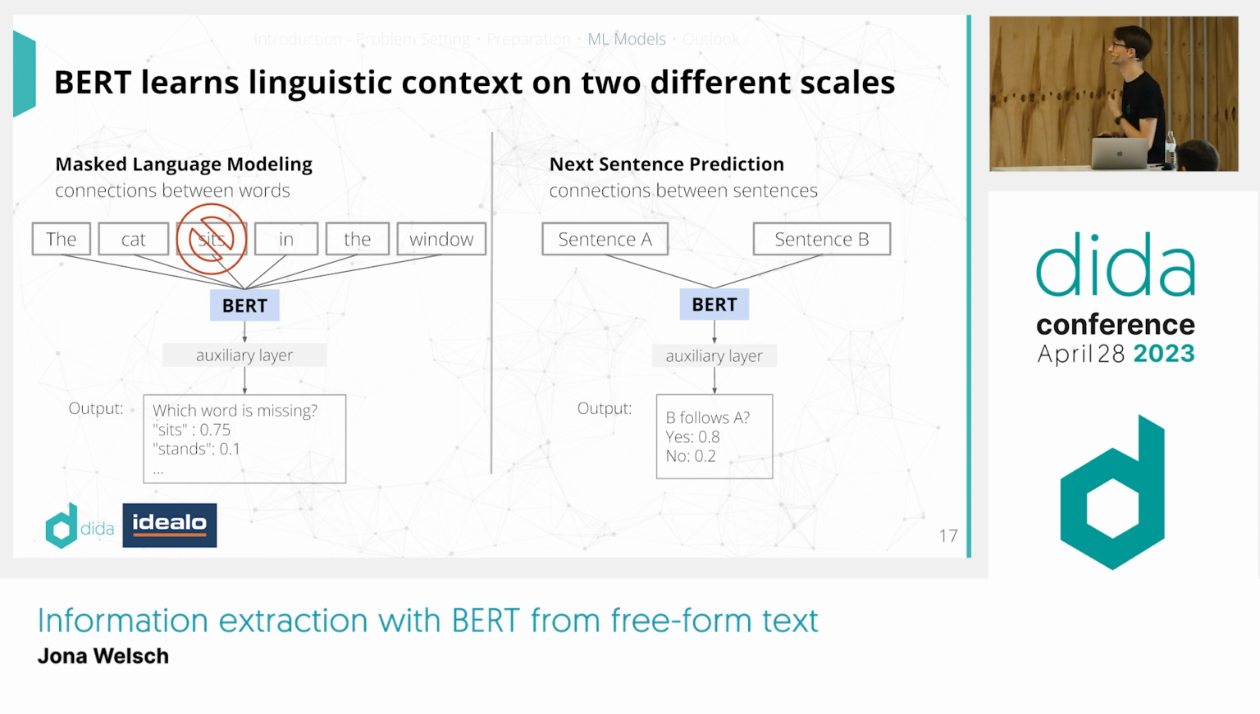Then the next scale on which I learn linguistic context is called next sentence prediction. And there I just put in 2 sentences, sentence A and B, and let BERT predict if B follows A or not. Actually, the second part has been shown to be way less relevant than the first part in order to get language understanding. And some newer versions or variants of BERT encoders actually don't use this second step anymore at all.